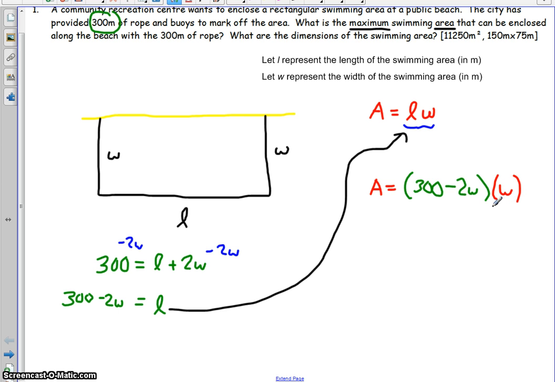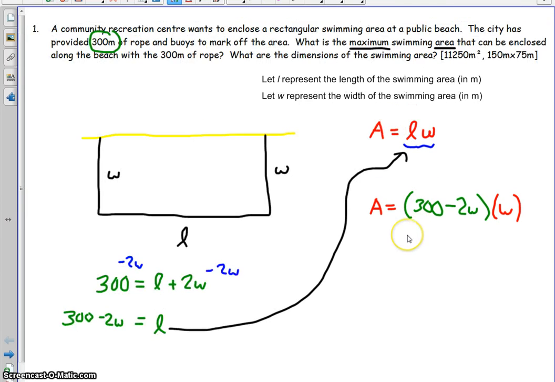Okay, and once you're down to only having one variable here, hopefully this looks a little bit like factored form. Because from factored form, what can we get? Well, we can get the zeros, and from the zeros we can get the axis of symmetry. From the axis of symmetry we can get the maximum. And since it's asking for us to maximize the swimming area, the moment you hear that word maximum, you know it's something to do with the vertex.